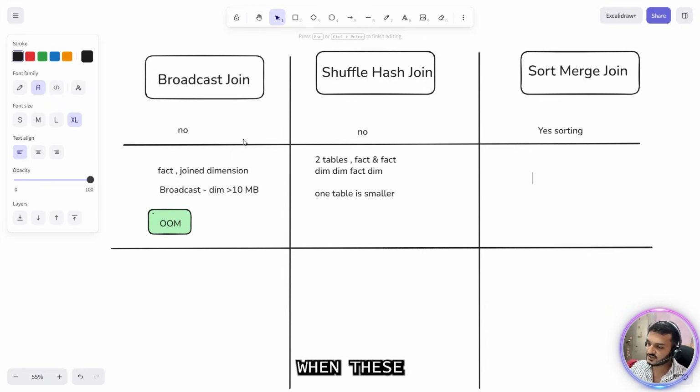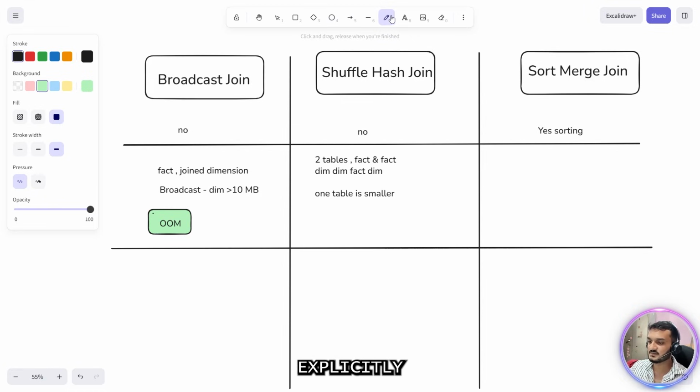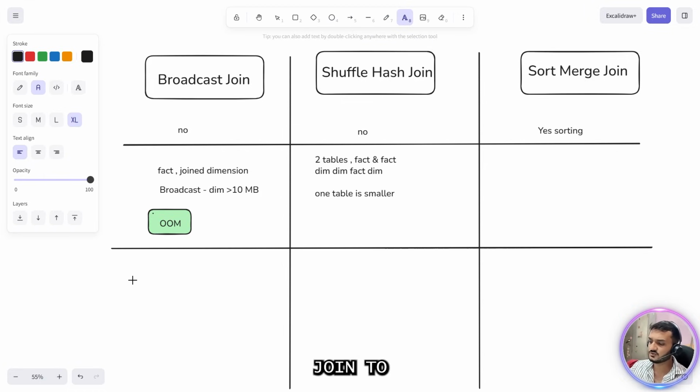So when these two are not working for you, how will you decide, right? If the table is greater than 10 MB in size, you can't fit it in the executor memory, so you will come to the shuffle hash join. When with shuffle hash join the data has also grown gradually, and you can't keep one complete table or one data frame in your RAM, then you are left with no other choice than sort merge join.